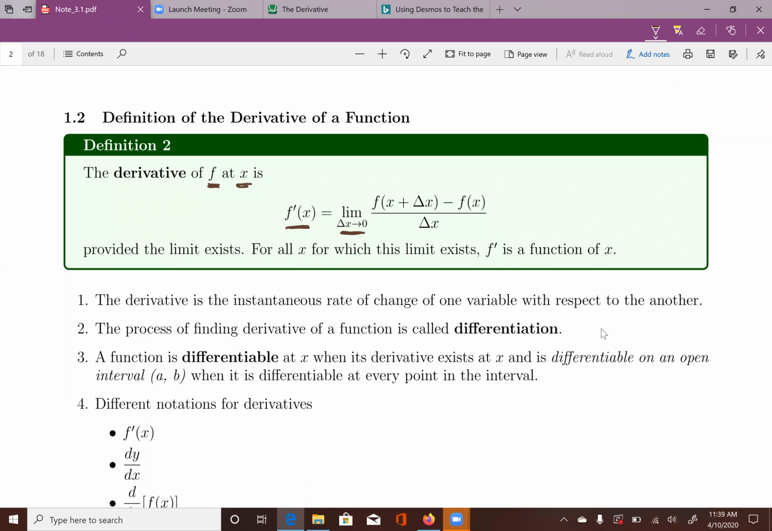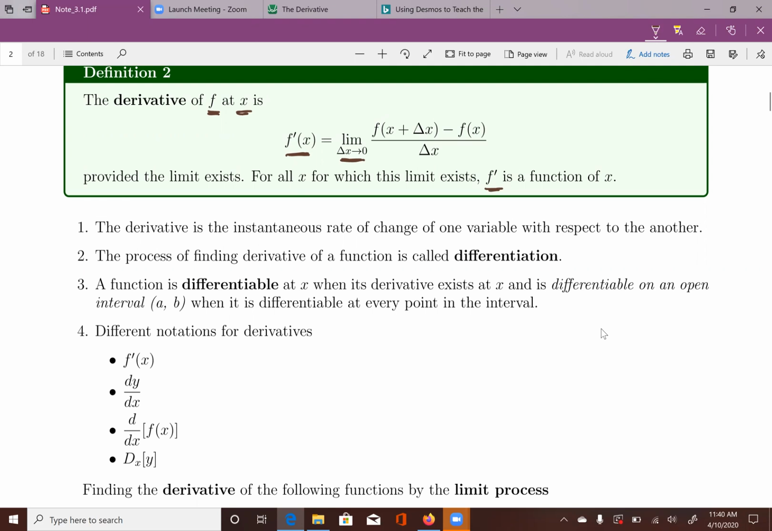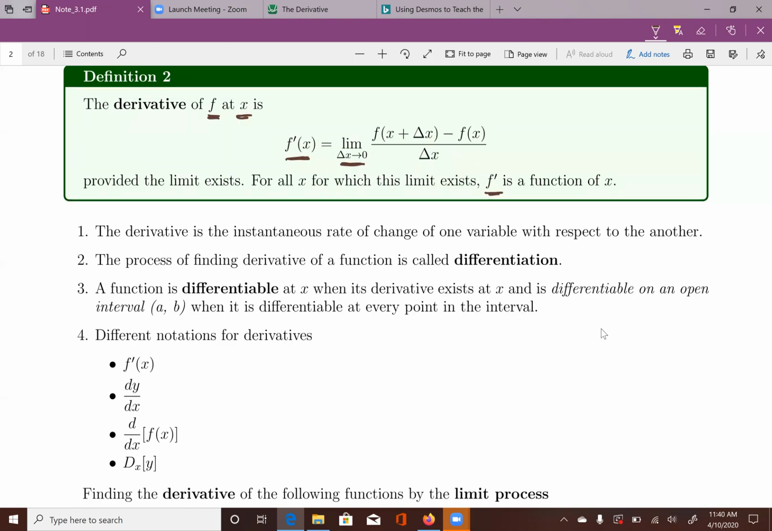All right. So for all x for which this limit exists, f prime is a function of x. Again, if you want to find the derivative of the function, then you give a function in terms of x. It's not a value, it's not a real number, it has to be a function. Okay, so the derivative is the instantaneous rate of change of one variable with respect to another one.